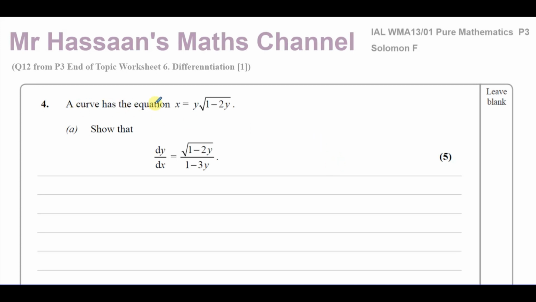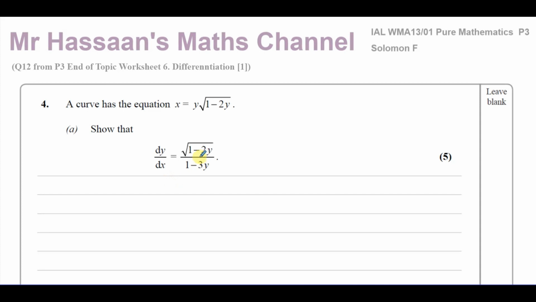A curve has equation x equals y times the square root of 1 minus 2y. Show that dy/dx is equal to the square root of 1 minus 2y over 1 minus 3y. So here we see that we have to find dy/dx. But what we notice is the answer is not in terms of x, it's in terms of y.